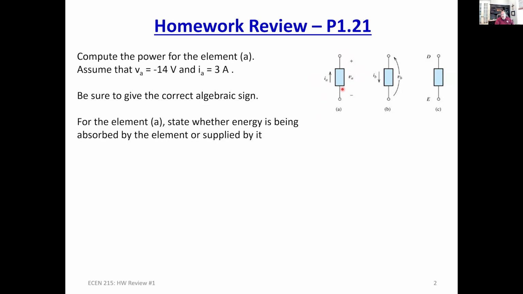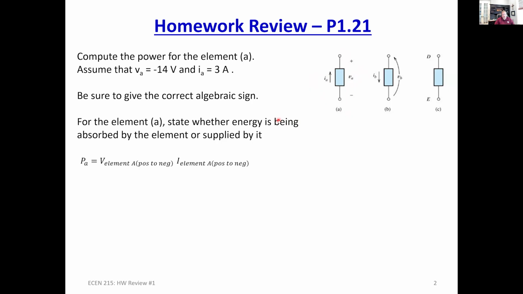So we have minus 14 times 3, and we end up with minus 42 watts. So minus 42 watts tells us what? Anybody? Energy is being supplied, because it is negative.